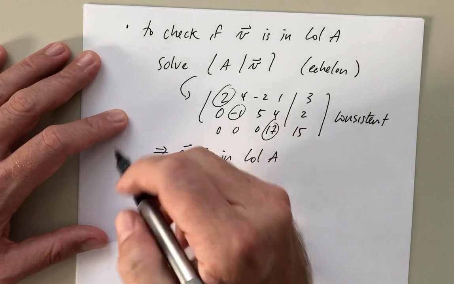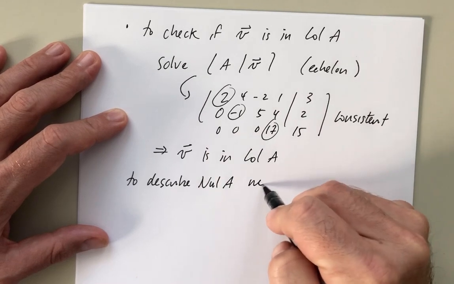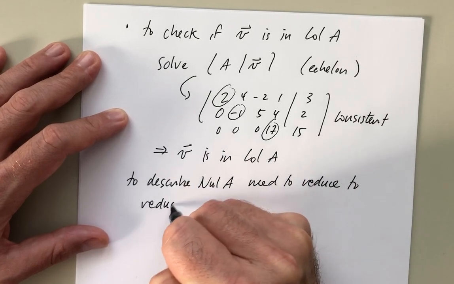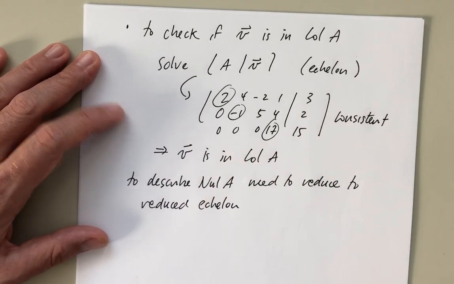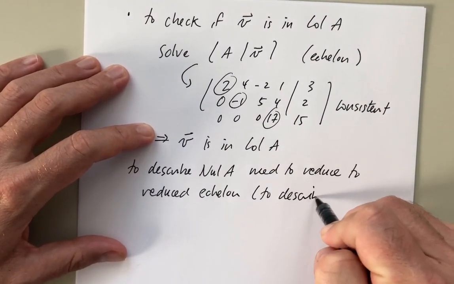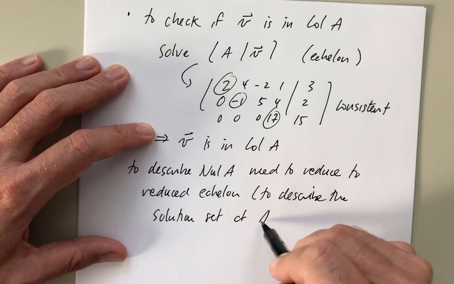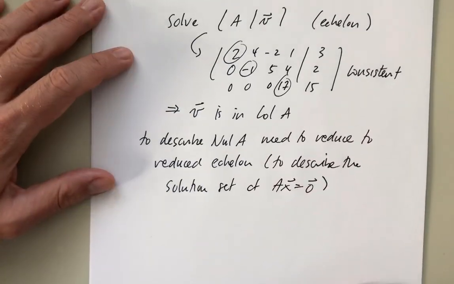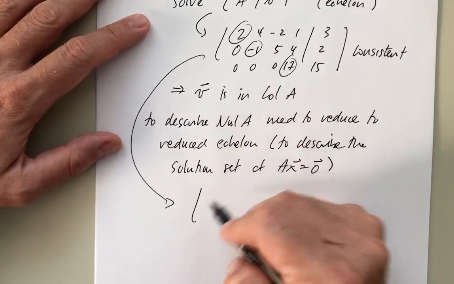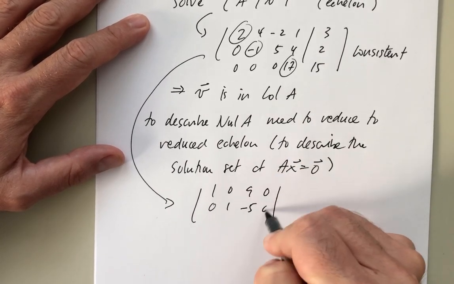Now, let me just remind you, to actually describe the null space, we would need to reduce to reduced echelon form, because if I want to describe the null space, I want to describe the solution set of the homogeneous system AX equals 0. And let me just show you how that works again, sparing you the details of the calculations. If you took this matrix and reduced further to reduced row echelon form, it's going to look something like this, assuming I did everything correctly.